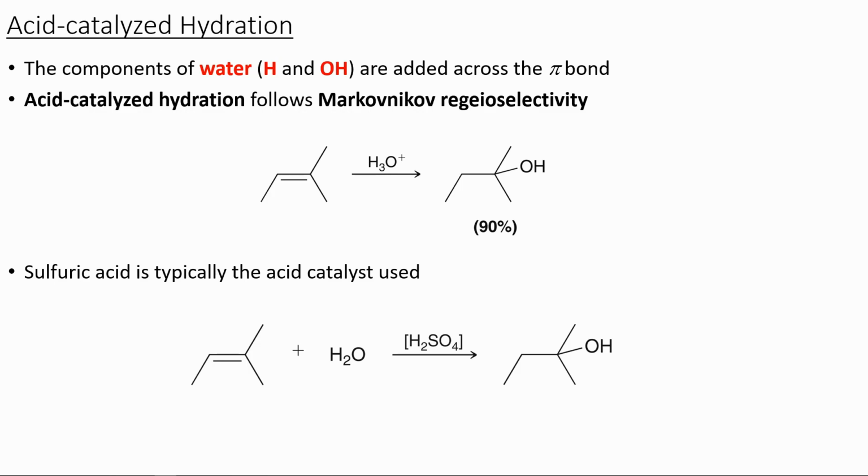The next reaction we're going to look at is the acid-catalyzed hydration reaction. In this reaction, we're going to add the components of water across the pi bond. This reaction will follow the Markovnikov regioselectivity, so we'll have the hydroxyl group adding to the more substituted carbon. Typically, sulfuric acid will be used as the catalyst for this reaction.